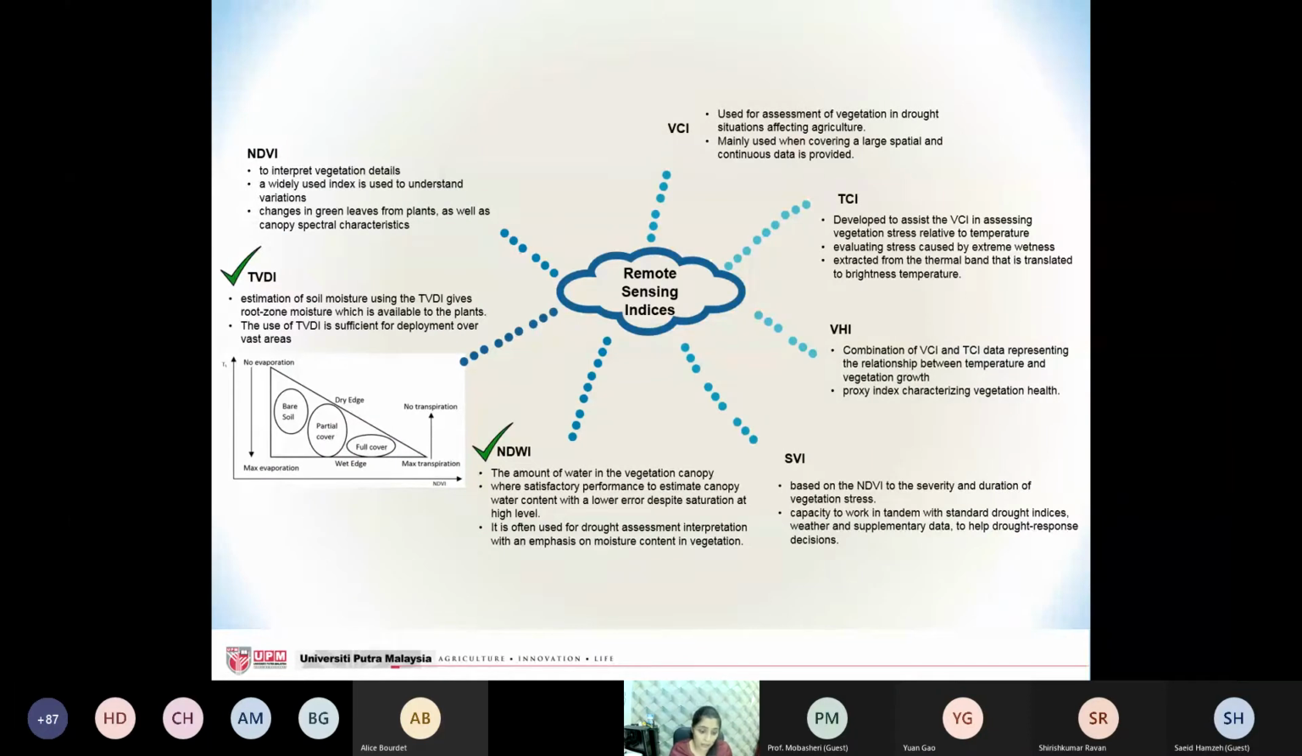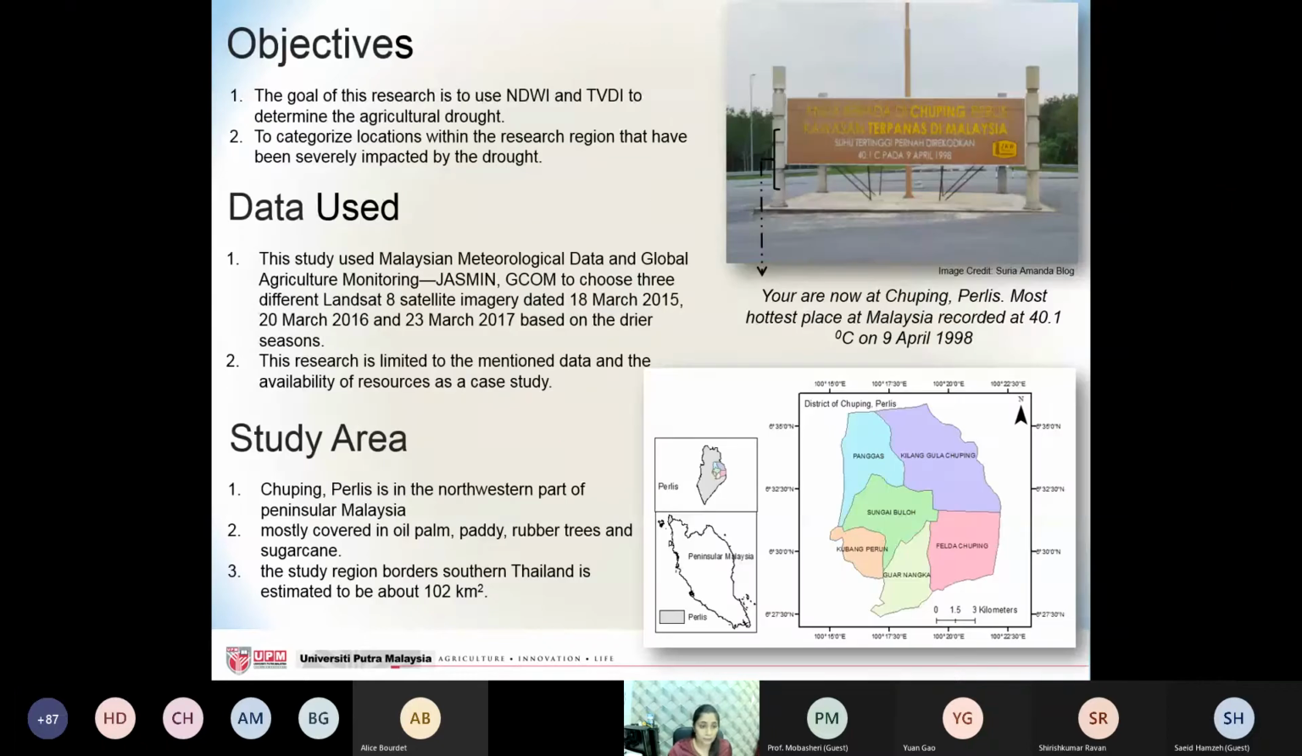Yes, of course, there are also many other indices that we can look at, like what was just discussed by the last presenter. We have the vegetation condition index, temperature condition index, vegetation health index, SVI, the standardized vegetation index, and also the normalized difference water index and temperature difference index. With the time limitation, I did this research on these two parameters, NDVI and TVDI.